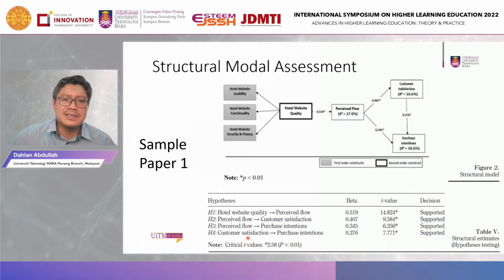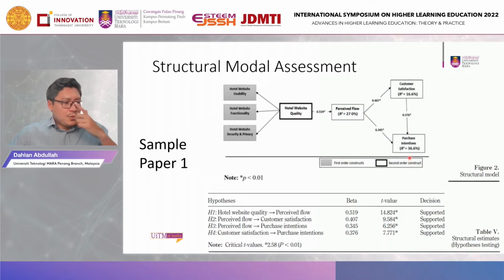Okay, and then the last one, customer satisfaction. Look here, customer satisfaction, the path coefficient is 0.376. That is also positive, meaning customer satisfaction has a positive effect or positive influence on purchase intention. We can say the higher the customer satisfaction, the higher the purchase intention by the customer. And the effect is also significant because the t-value is higher than 2.58. So this is how we present the results of the analysis to show the relationship of the variables or constructs from one construct to another, and whether the relationship is significant or not.